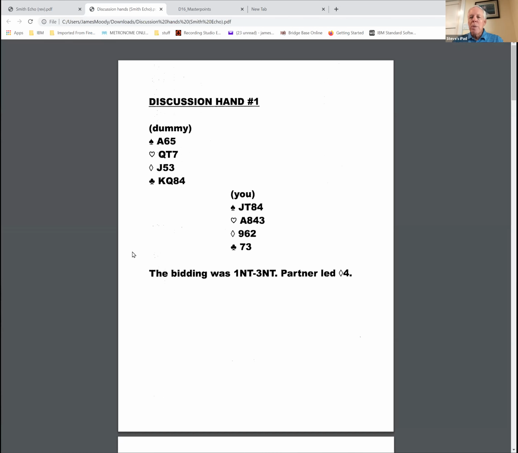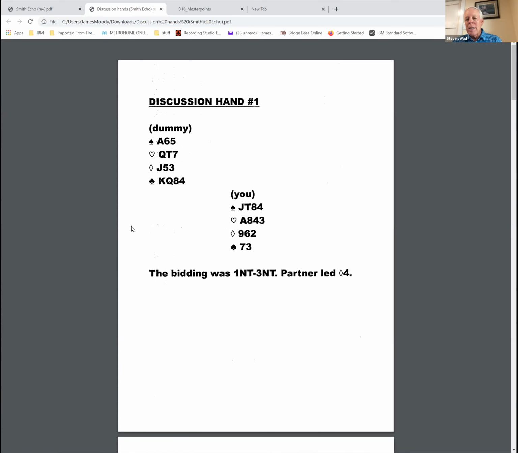Now, this is the Smith echo trick. The first trick when declarer is playing a side suit. So declarer has control, and he leads a club. All right, now, first thing is, you know that your diamond holding, the suit that partner led, is nothing to write home about. You don't want to tell partner anything fantastic about diamonds. So you're going to play the 3 of clubs.